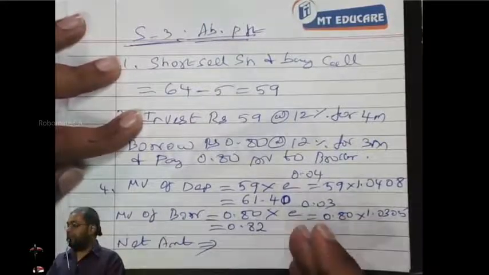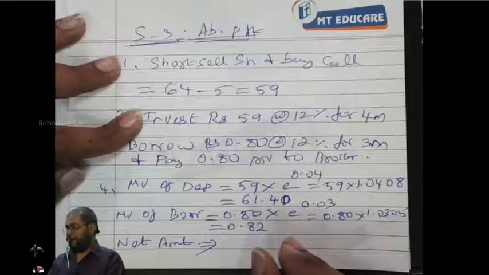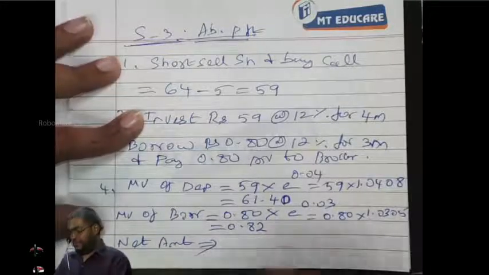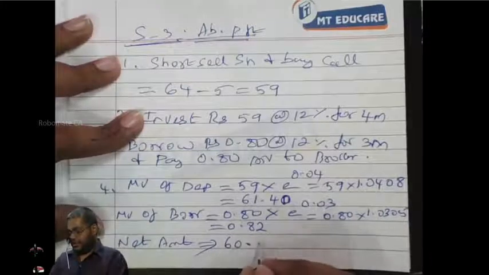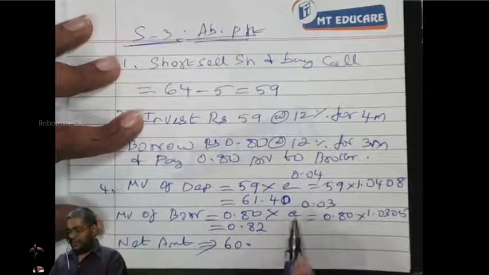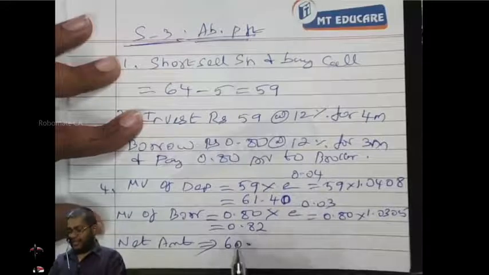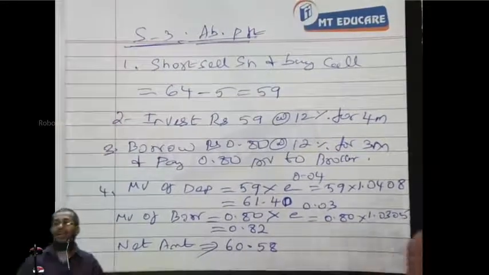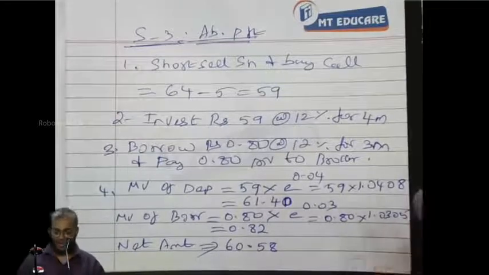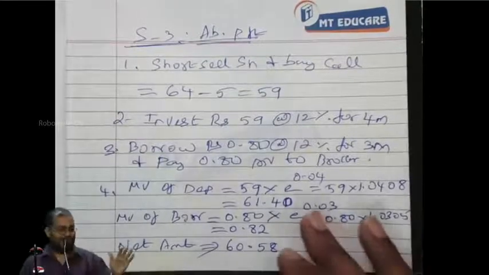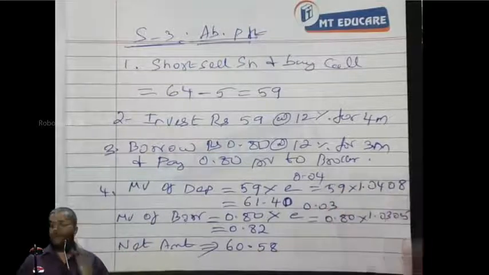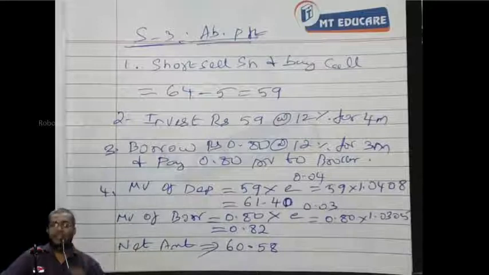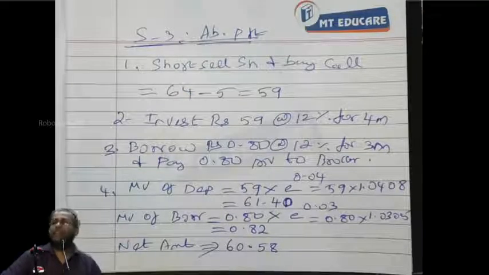The net amount is 61.4 minus what? 0.82. Tell me what is the net amount in my hand. 61.4 minus 0.82 gives what? 60.58. Before you shout, think and shout. Can I say 60.58? Now, see, stop writing. I am having in my hand how much money? 60.58. Please, everybody respond, yes or no?